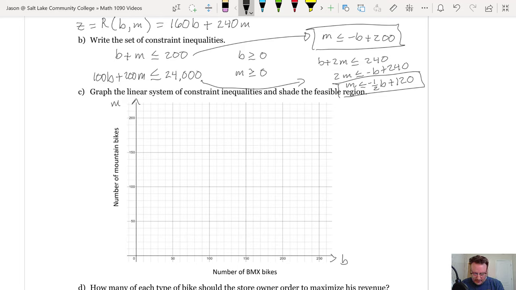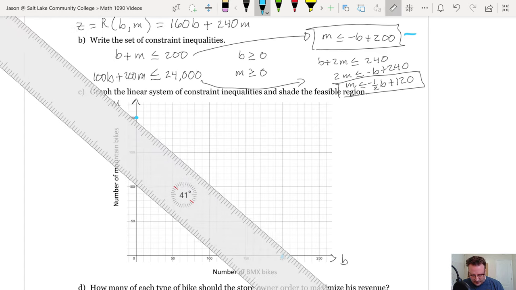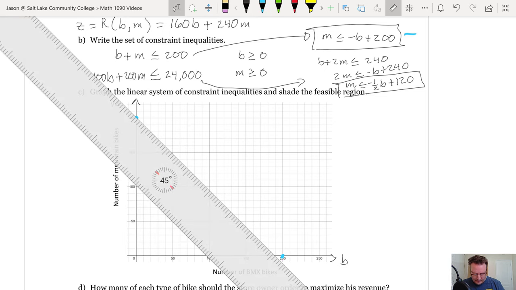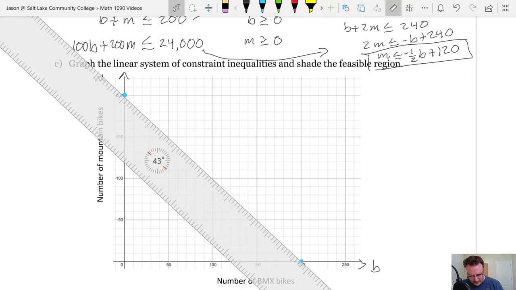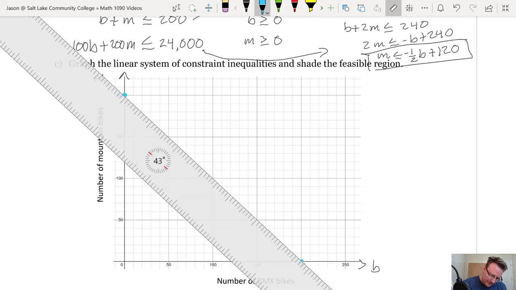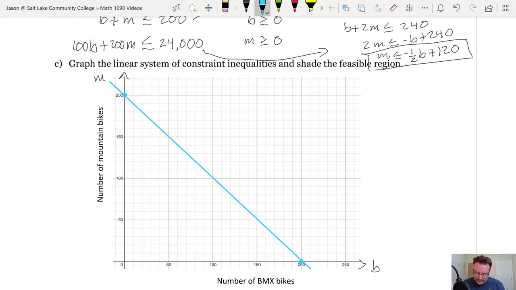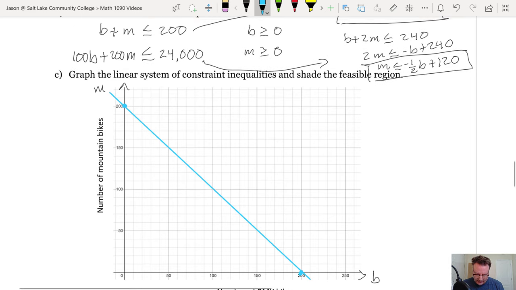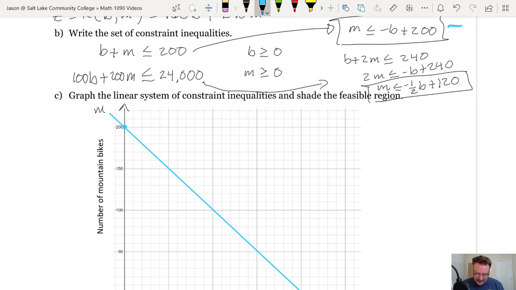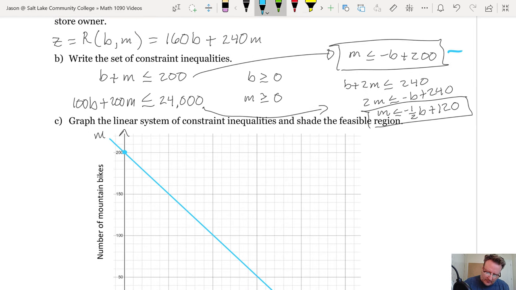So let's see, I'm going to graph the first one in blue. We have the y or M intercept here at 200, and we have a slope of negative 1, so I'm also going to go through this point here. Okay, let's get a ruler out and connect those two points up. You know, I wonder if maybe my zoom level is kind of causing it. That'll work. Okay, so what I just graphed there was actually the quantity constraint. Now let's do the money constraint.